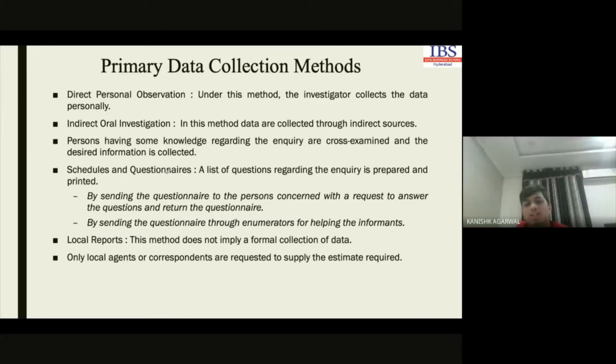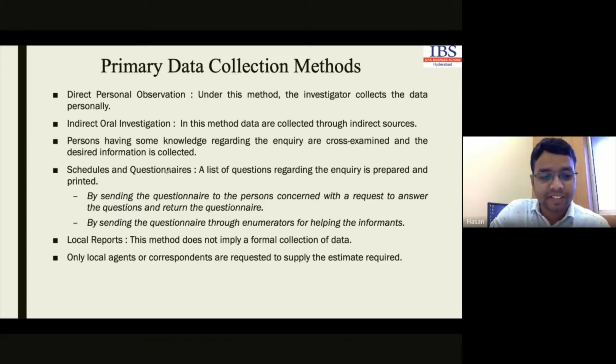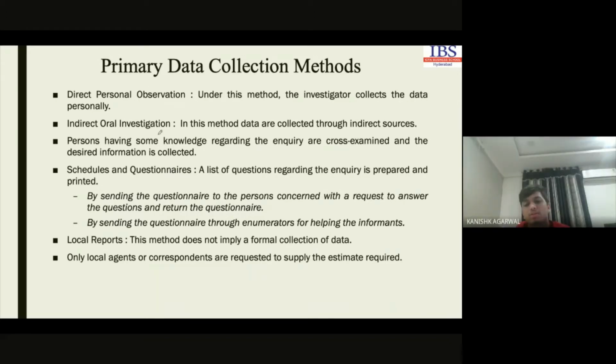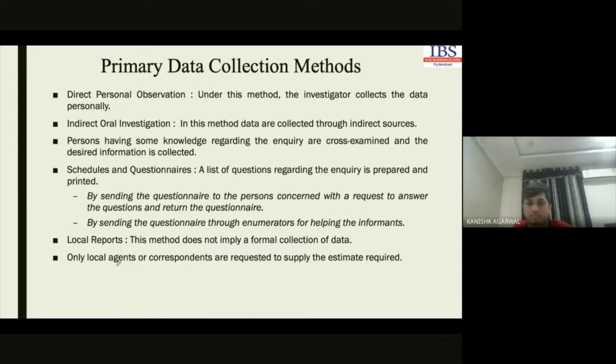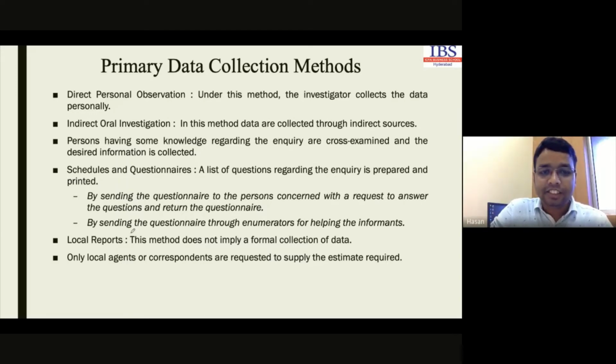Sir, then who are our local agents? Basically, for example, if you have a job in a panchayat office and you don't have access to different offices directly, what we can do is directly contact the officers sitting in the panchayat office and ask them to supply the data. So these are the various sources.